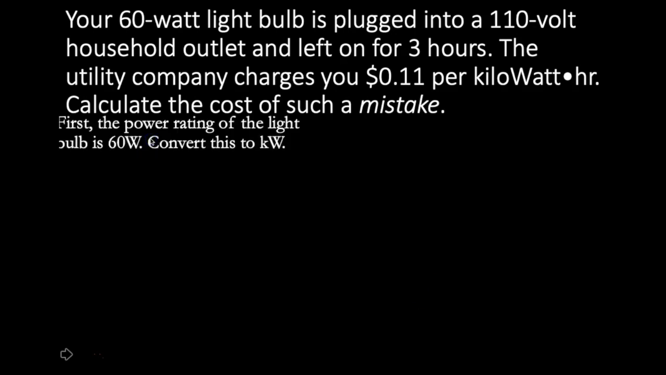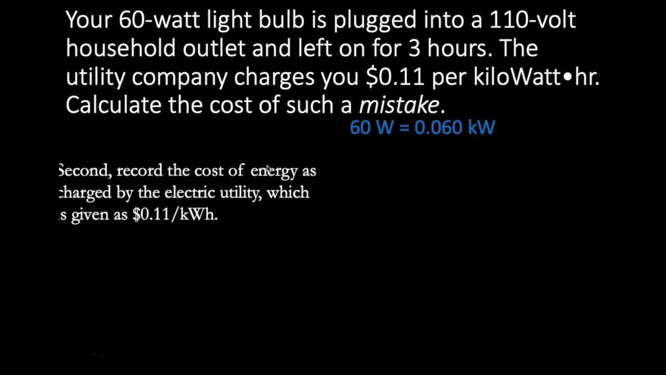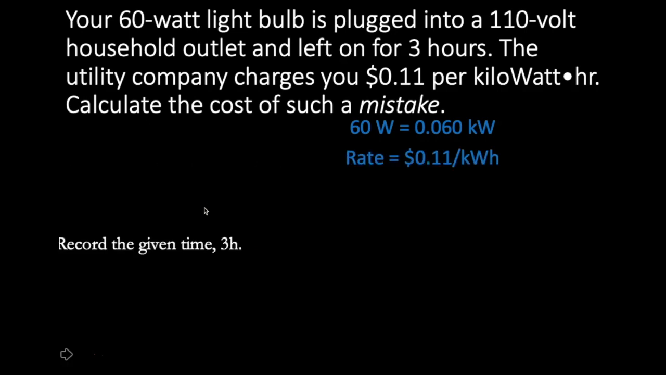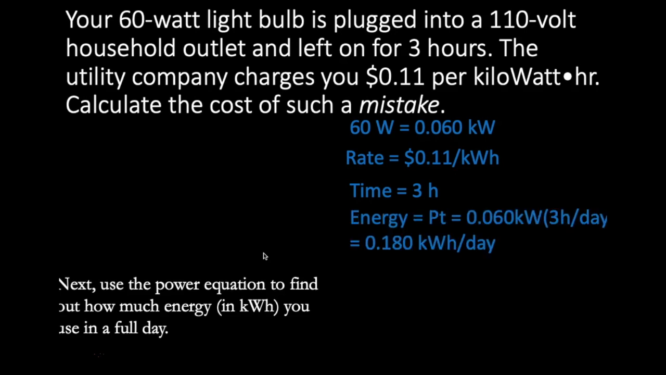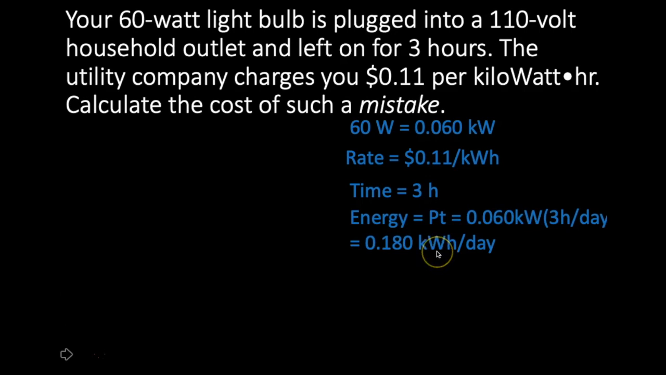Okay, one is convert the power rating to kilowatts. So that's the first thing. Then you need to write down what the cost of energy is. That's a given. And then also record the given time, which is 3 hours. Then you're going to use the power equation to find out how much energy you use in a full day. Right, so you do power times time. So this is the power, here's your time, multiply those two, you get 0.18 kilowatt hours per day.